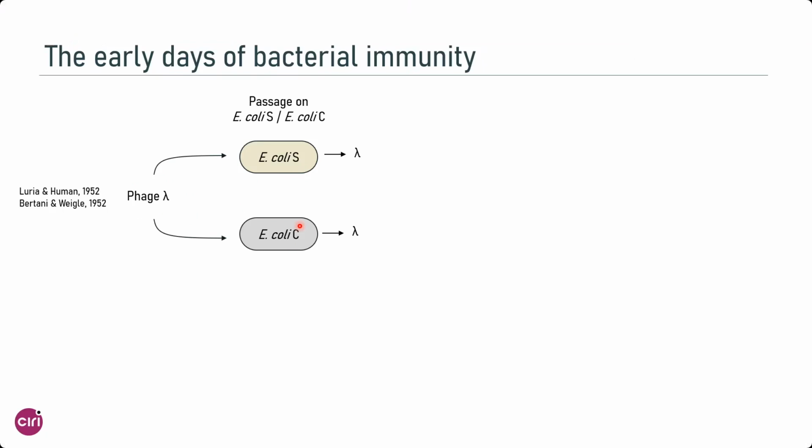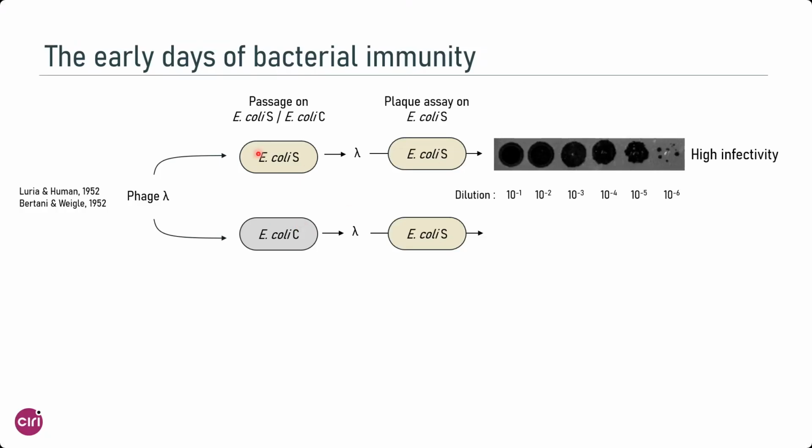So typically, if you take this passaged phage and you plaque it on a strain of E. coli S, you'll see that the phage that was first passaged on E. coli S has a pretty high fitness, can infect. So this is a plaque assay, which measures the number of plaques in a phage sample. These plaques are formed by the lysis of the bacteria. So one plaque is equivalent to one initial phage that touched the agar. But when the phage was first passaged on E. coli C, the infectivity was much decreased.